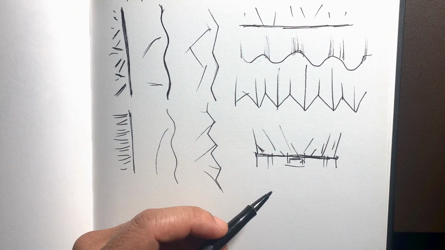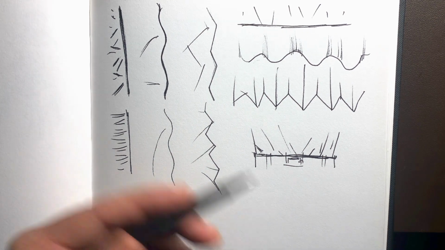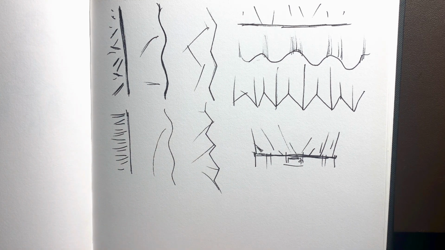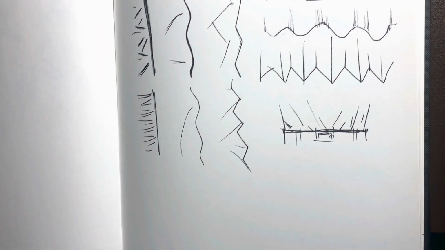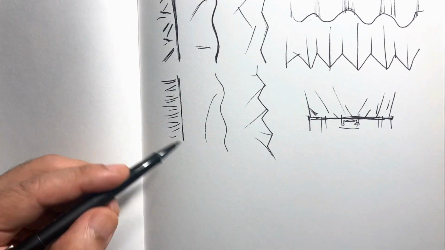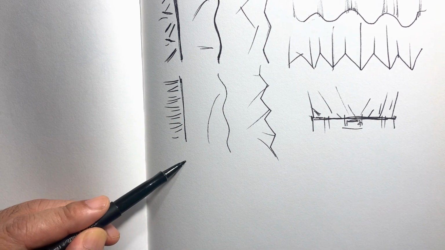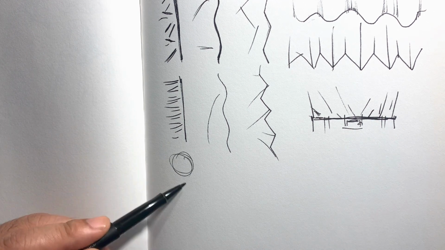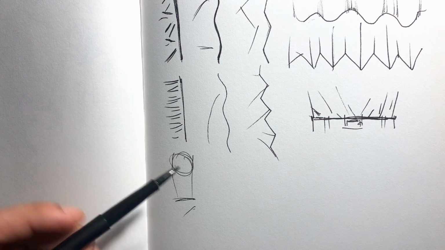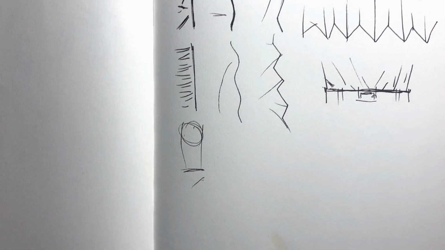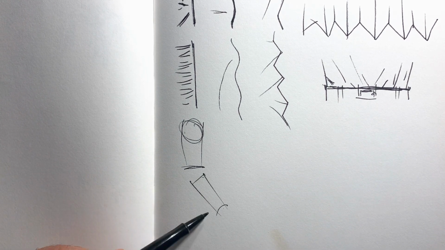What else? Now that we talked about this, let's talk about clothing. So let's start with like the basic arm. Let's start with that. So remember the arm construction. If I'm drawing clothing, I won't spend too much time on the anatomy, obviously, because it's going to be covered up.